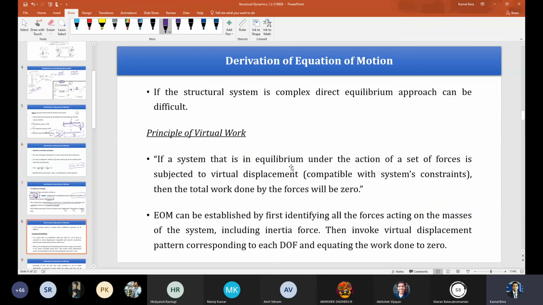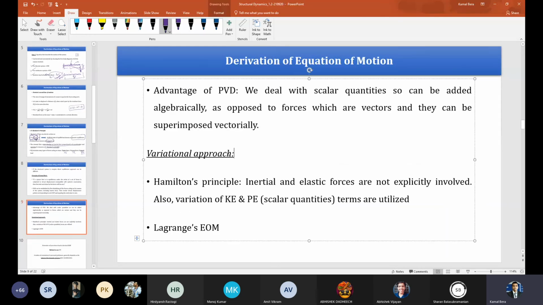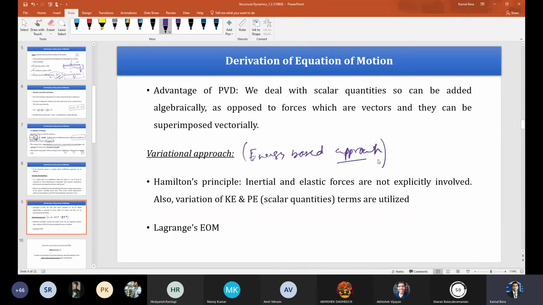So in that case, the principle of virtual work, along with the principle of virtual displacement, is called the variational approach, also known as the energy based approach. I'll show some examples, then it will be clear to you. The energy based approach will be much more convenient, and will finally lead to the Lagrange equation of motion. I'll show you what the Lagrange equation of motion is and how to derive the equation of motion with that.